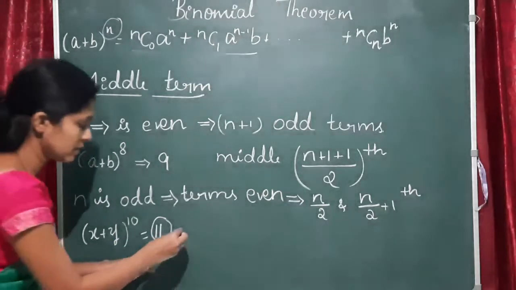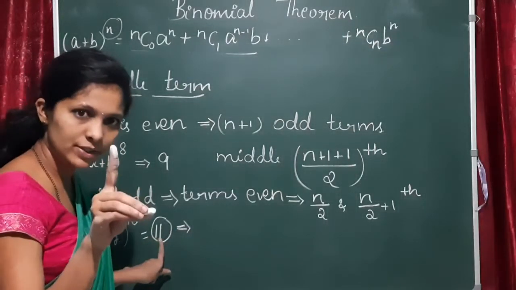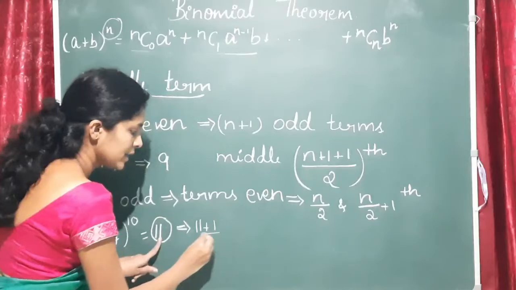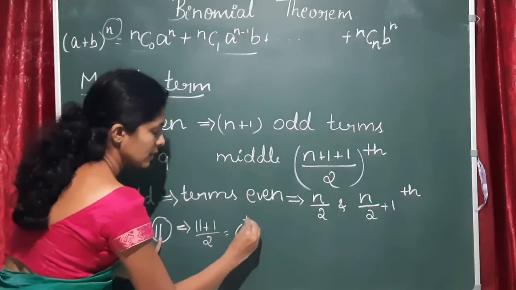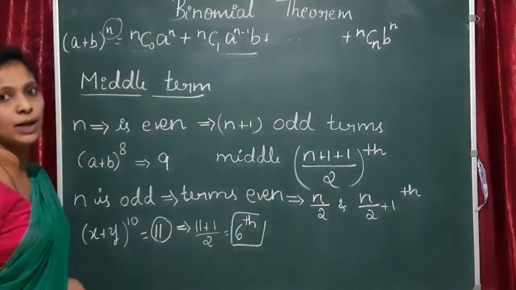How to find the middle term? 11 is odd. Right? 11 is odd. So, only one middle term will be there. That means (11 plus 1) divided by 2. It will be 12 by 2, which is the 6th term. Yes? So, this is (n plus 1) by 2.